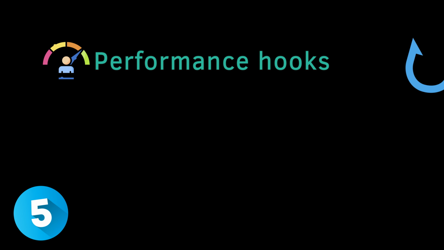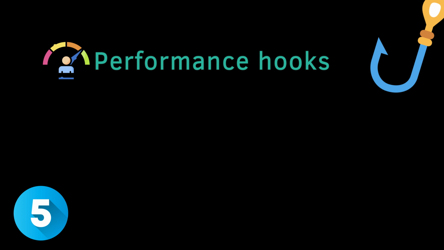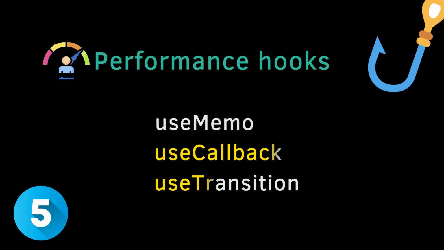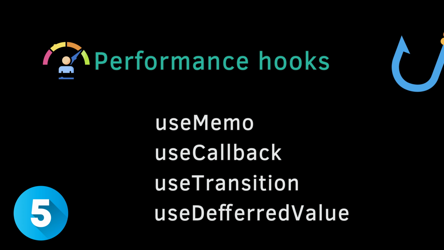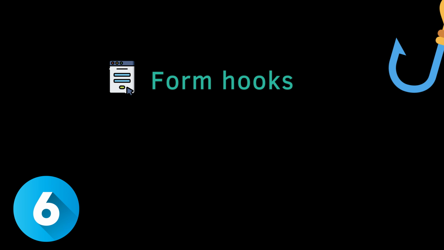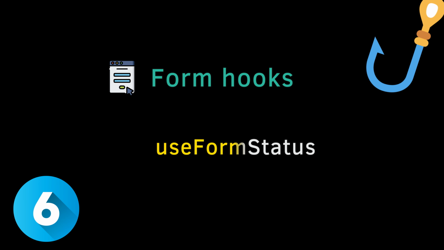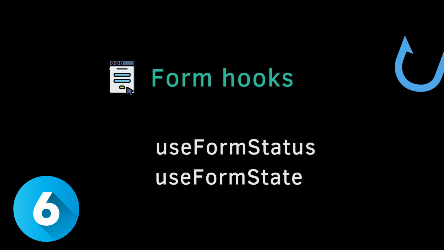And next up, we have performance hooks. Performance hooks can be used to optimize re-rendering performance to skip unnecessary work. useMemo, useCallback, useTransition, and useDeferredValue are all examples of performance hooks. And next we have form hooks. These can be used when working with forms. useFormStatus and useFormState are the examples for these form hooks.